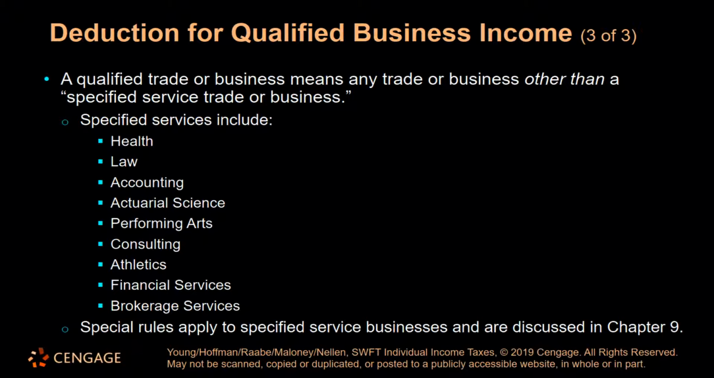What are the qualified trades or businesses? These are specified trades or businesses: health, law, accounting, actuarial science, performing arts, consulting, athletics, brokerage services, financial services. So these are deductions for qualified business income. Specified business services such as attorneys and accountants, we'll discuss in Chapter 9. There are certain rules that apply to the way we can recognize income and expenses relating to those specified service businesses.